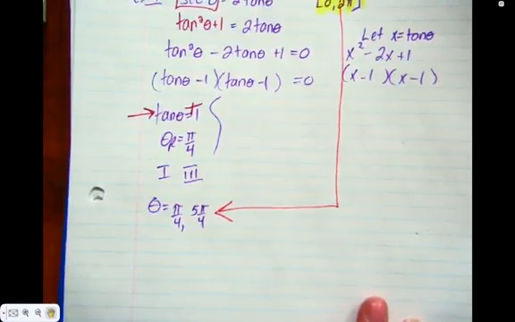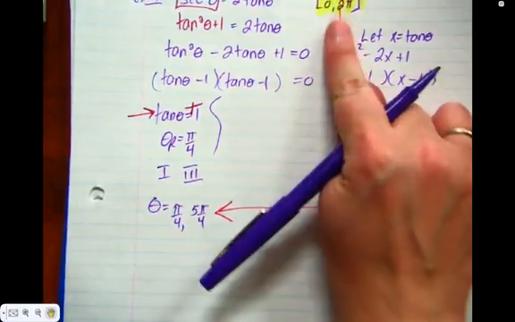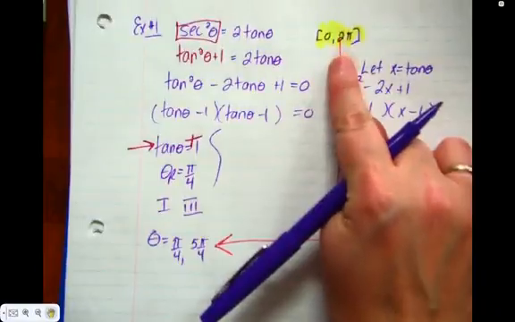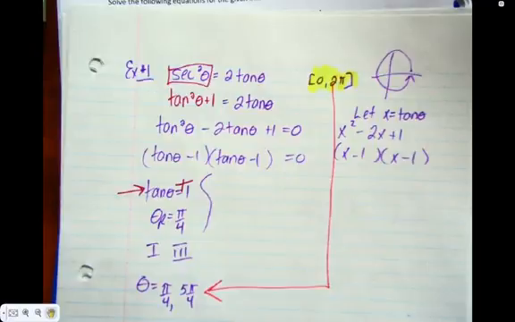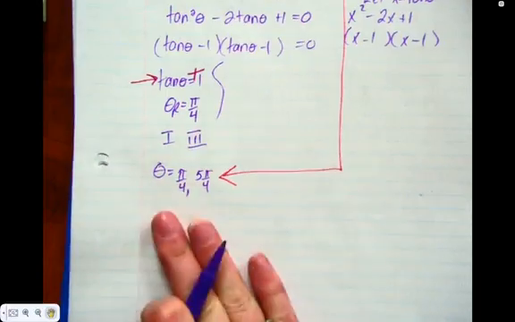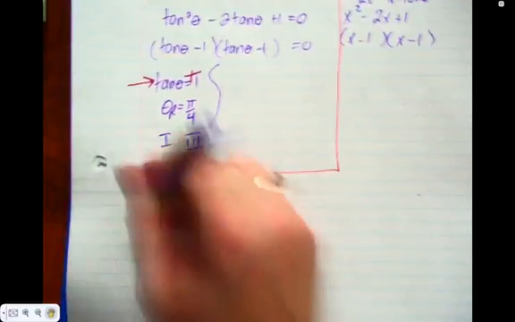How do we know they're both good? Because this means every single quadrant. And in terms of a picture, it means from 0 all the way to 2 pi. So it means all 4 quadrants are valid. Are these valid answers? Yes, they are. There we go.